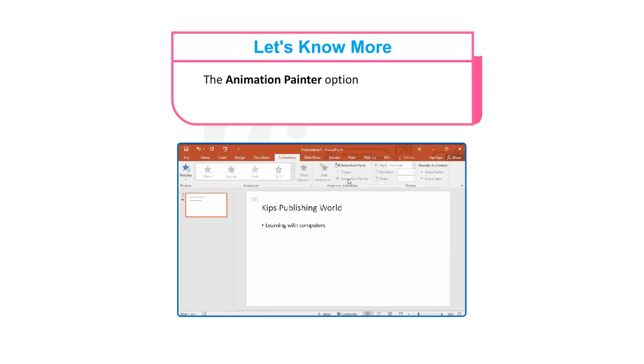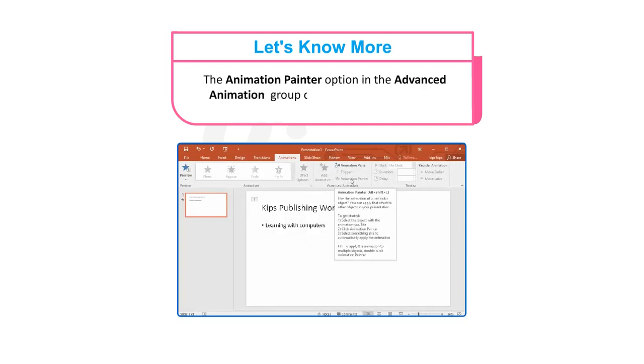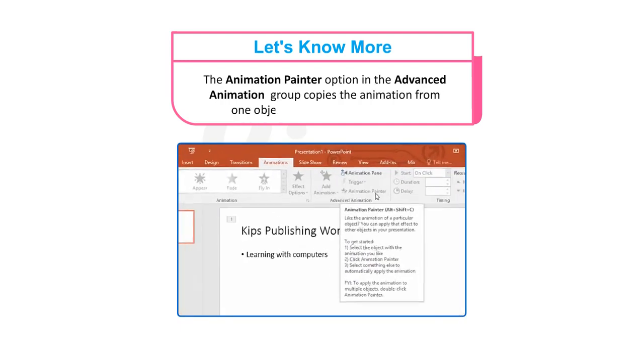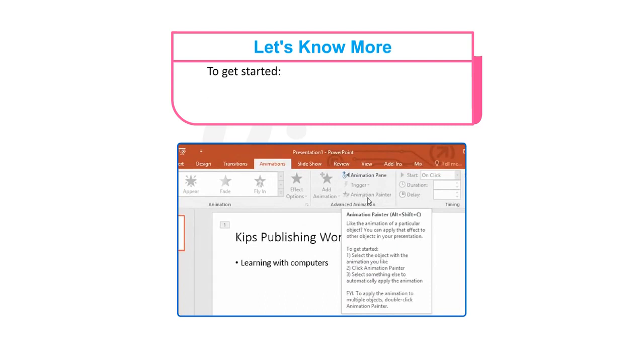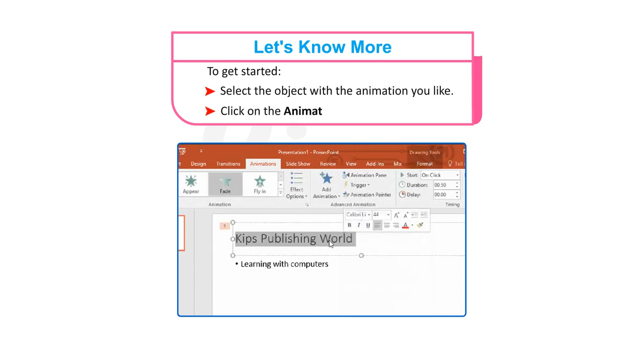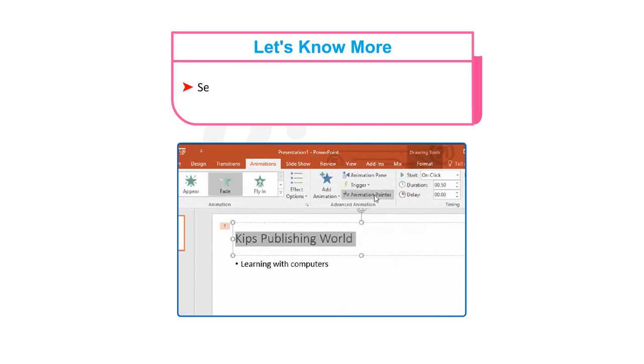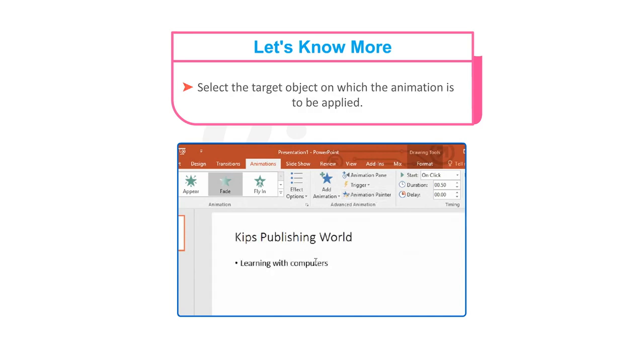The Animation Painter option in the Advanced Animation group copies the animation from one object and applies it to another. To get started, select the object with the animation you like. Click on the Animation Painter. Select the target object on which the animation is to be applied.